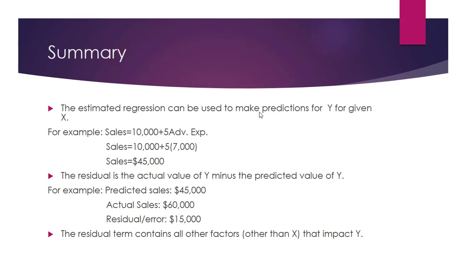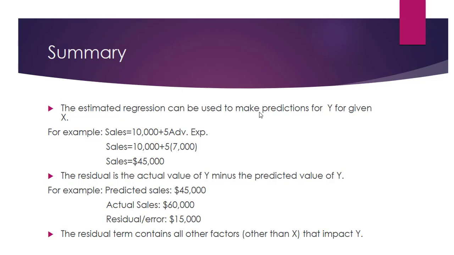Of course, predictions aren't perfect and our prediction may be slightly off. The residual is the actual value of y minus the predicted value of y. For example, predicted sales for a firm with a plan of $7,000 on advertising is $45,000. However, the actual sales may in fact be $60,000. This means using this regression, our firm has a residual equal to $15,000.